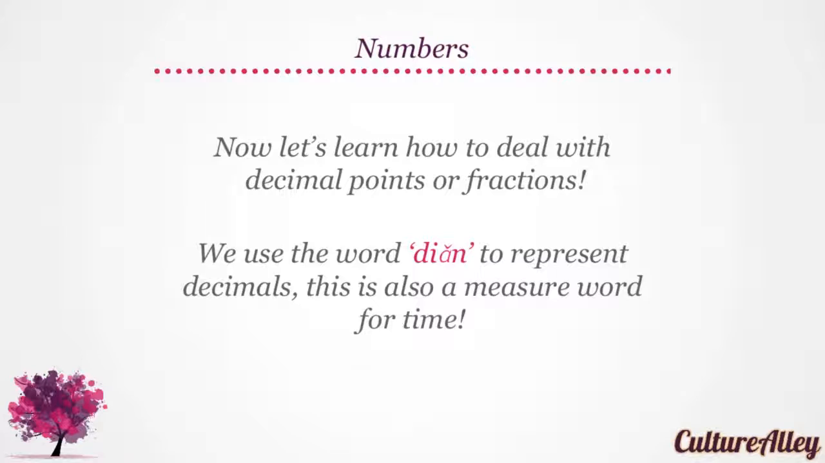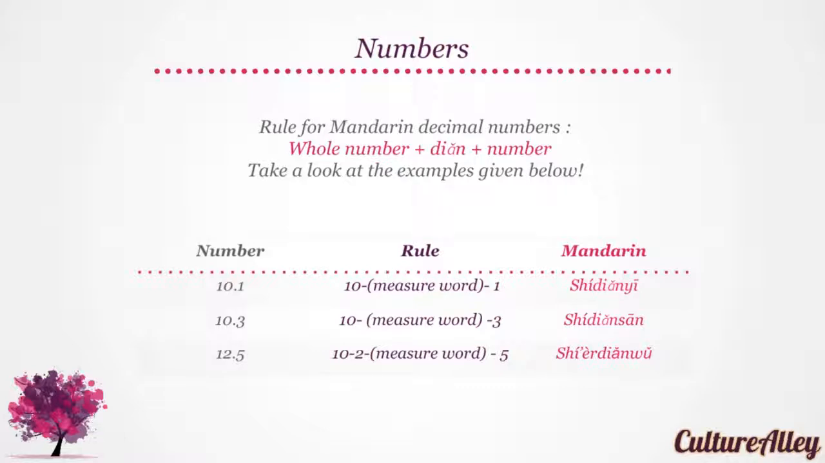Dian is also used as a measure word for time. In general, the rule for Mandarin decimal numbers is whole number plus dian plus the number. Take a look at the examples given below.